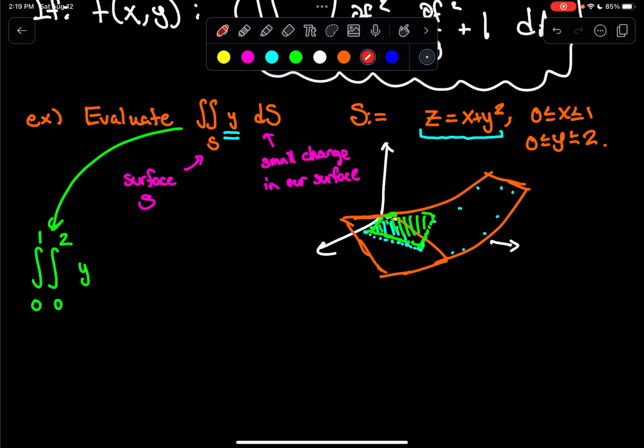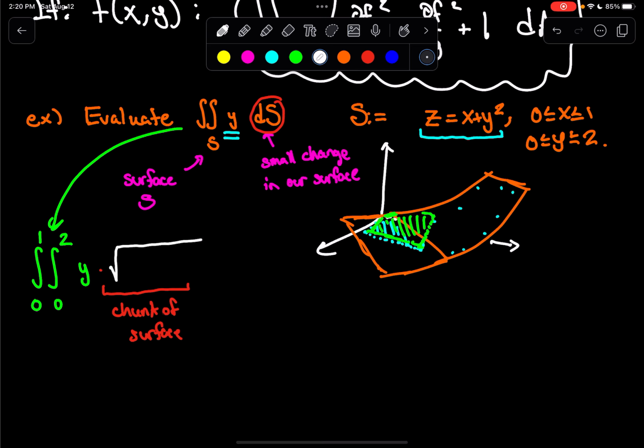And now what about this dS? What do we do with this dS? Well, remember, this is over our small change in the surface. We need our chunk of surface. And our chunk of surface, we saw, came from the equation magnitude of r_u cross r_v, or it comes from the square root of the (df/dx) squared, etc. And we're going to use the square root version because we have everything in terms of x and y. We don't need to do anything else.